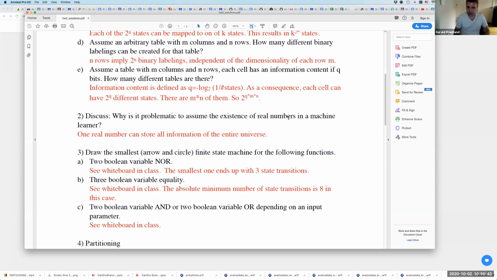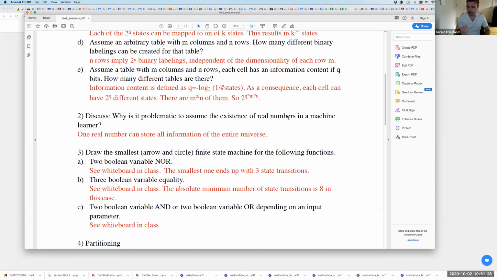Yeah, so draw the smallest arrow-and-circle finite state machine for the following functions: the 2 Boolean variable NOR, the 3 Boolean variable equality, and 2 Boolean variable AND or 2 Boolean variable OR, depending on the input parameter. I would usually do this on a whiteboard. I don't want to do it now because it could take a little bit. Did anybody do this and get the solution? If nobody has a solution, I can do it and put it onto my Bamboo pad, which I haven't started right now. I'm sorry. I'm going to put it in the Slack later.